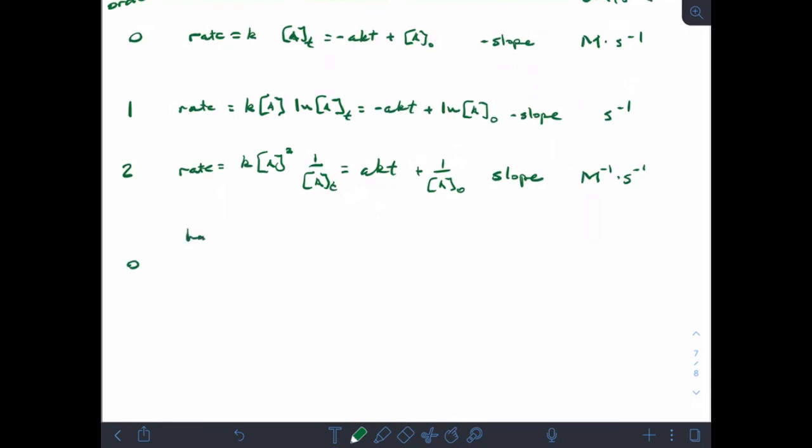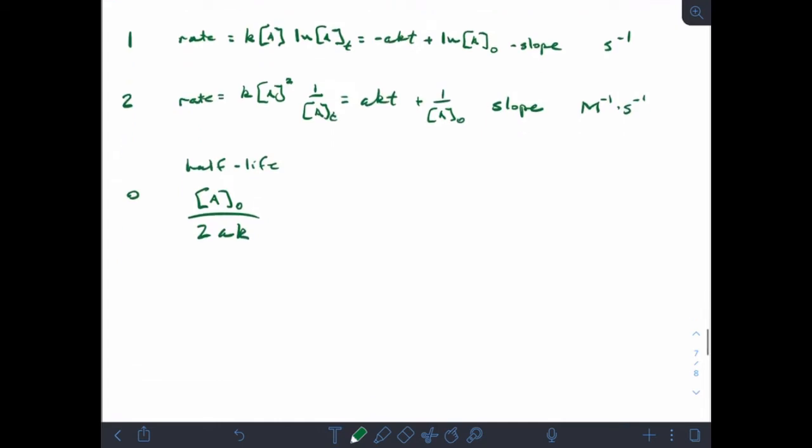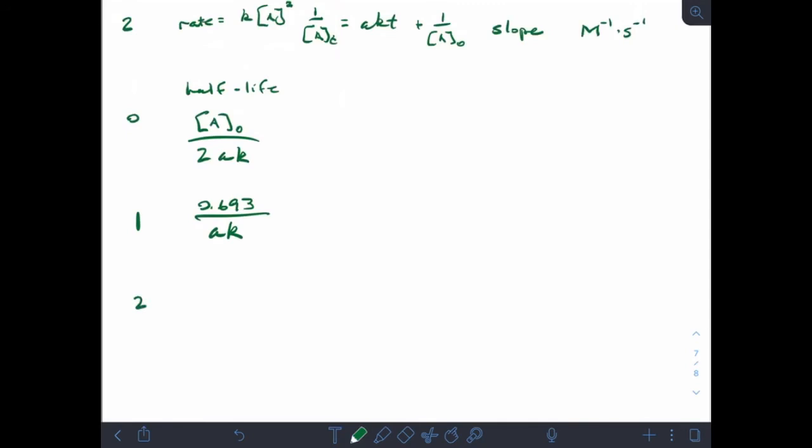All right, for 0th order, our half-life equation, including stoichiometry, will be half times [A] over k. So the concentration divided by 2, taking into account the stoichiometry and the rate constant. For first order, half-life is 0.693 over k. Second order, we have 1 over k times the initial concentration of A.